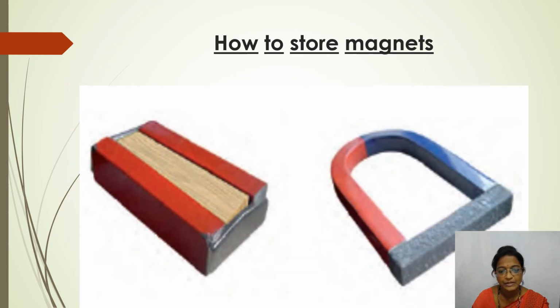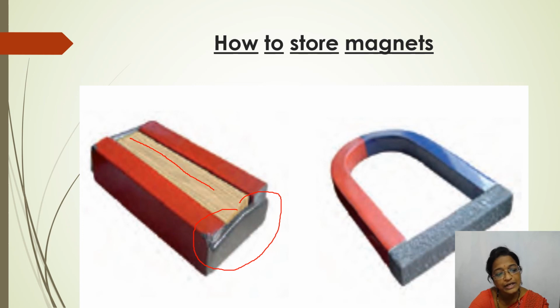Here you can see a bar magnet and a horseshoe magnet, and how they are stored. Bar magnets should be kept in pairs. Their unlike poles should be kept on the same side. A wooden piece must be placed between them. You can see here, this is a wooden piece kept in between the two bar magnets. A piece of soft iron should be placed at their ends. You can see here a piece of iron placed at their ends.